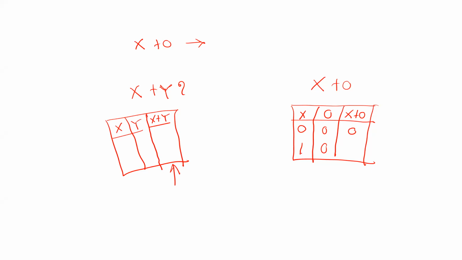This is 1 and 0. Here, what's the value? Here you can have 1, right? So this kind of truth table can be drawn for this question. Clear?